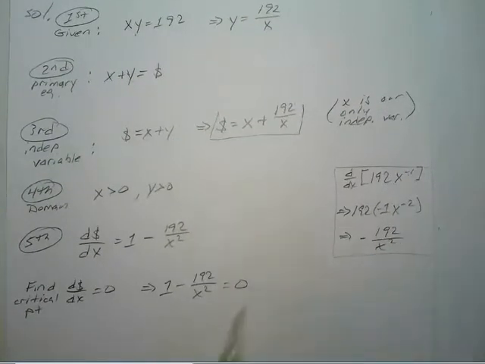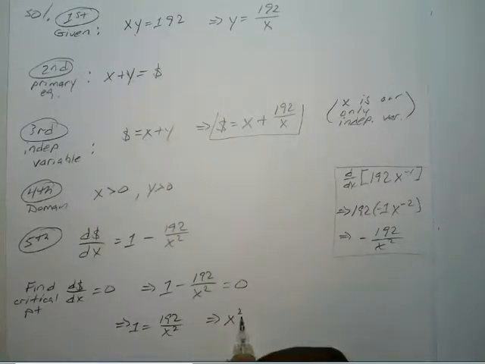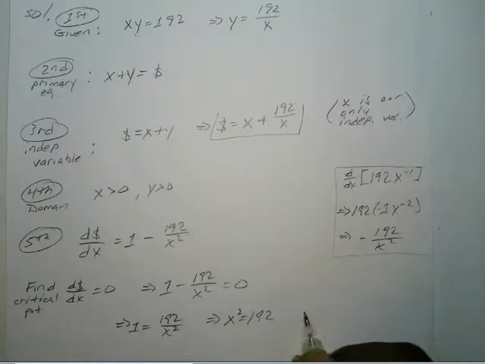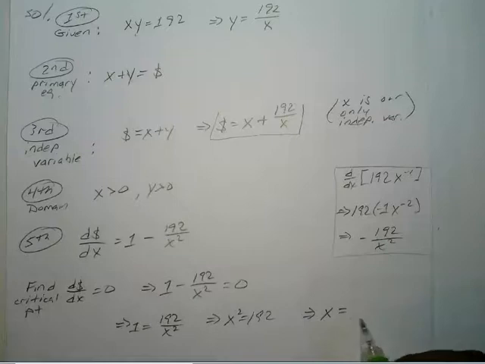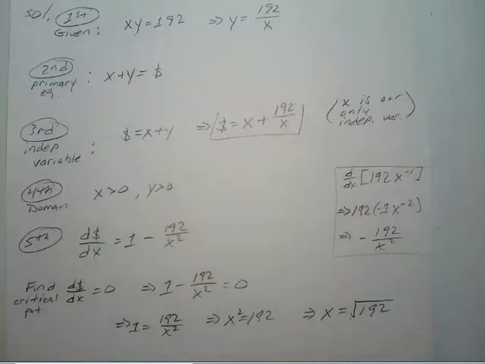So if we add that to both sides, we have 1 equals 192 over x squared. Multiply both sides by x squared. That's just x squared equals 192. We square root both sides. Then x is equal to positive or negative square root of 192. But since we're only dealing with positive numbers from our initial problem, we know we don't need the negative.